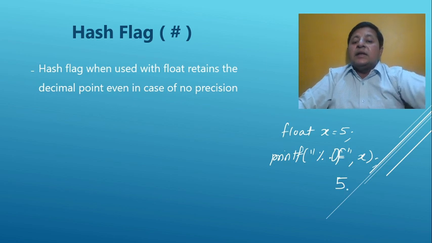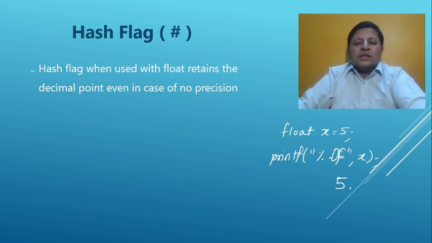See what has happened? The decimal point is lost. We don't mind because there is no decimal place. But still, if you don't want the decimal point to be lost, you just put a hash here. Once you put a hash flag, the output will be 5.0. Clear? That is how it works.